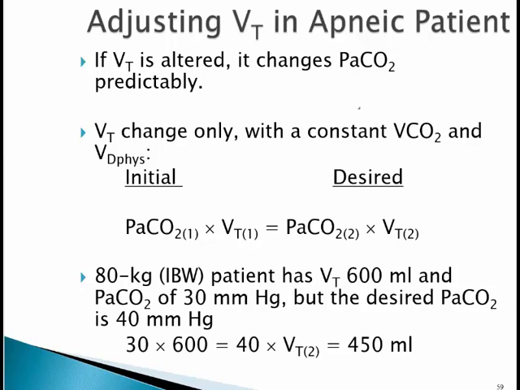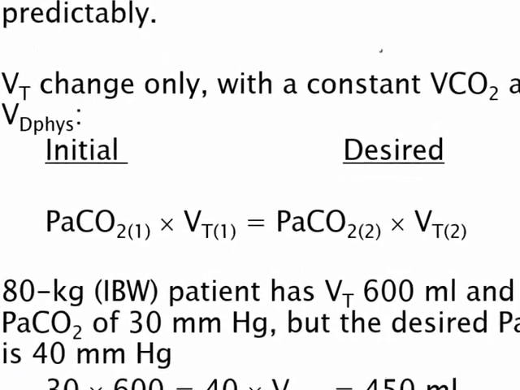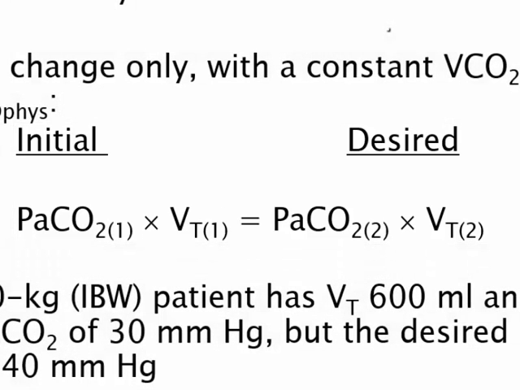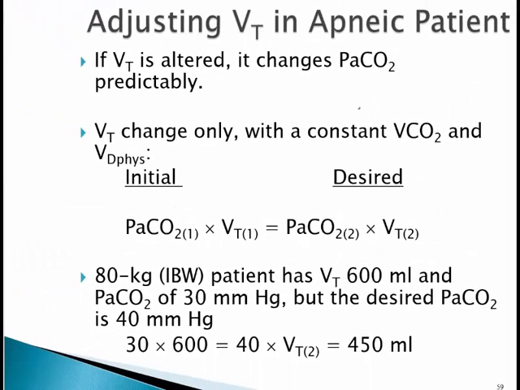The other option here is adjusting the tidal volume. And again, the larger the tidal volume, the lower the CO2, hopefully. But again, if the CO2 production and physiologic dead space don't change, you can use this formula again, just substituting the tidal volume for the respiratory rate, and it's used basically the same way.